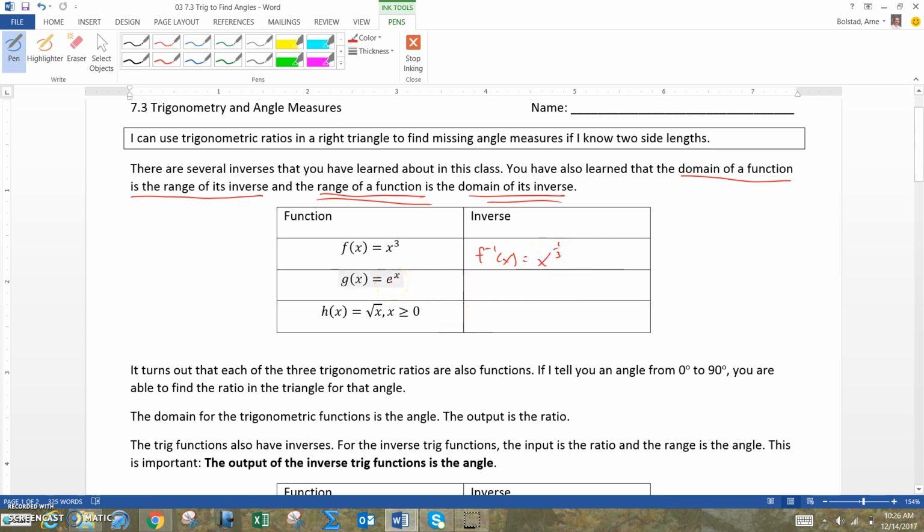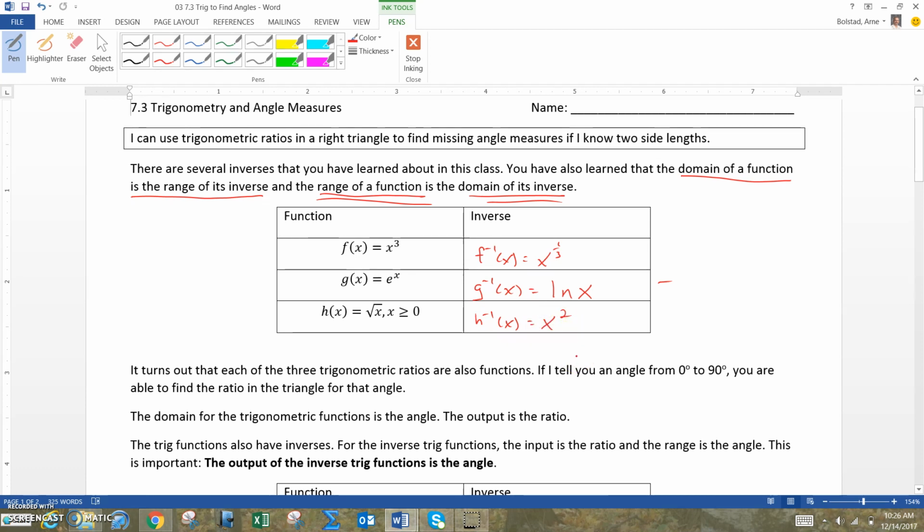G of x equals e to the x we've actually not looked at. We are doing things in a little bit different order, so you haven't seen that one. But for future reference, the inverse of e to the x would be ln, which is the natural log of x. We'll get that next semester. H of x equals the square root of x. Again, we have to restrict the domain there so that we don't take the square root of a negative. The inverse of that would be x squared.